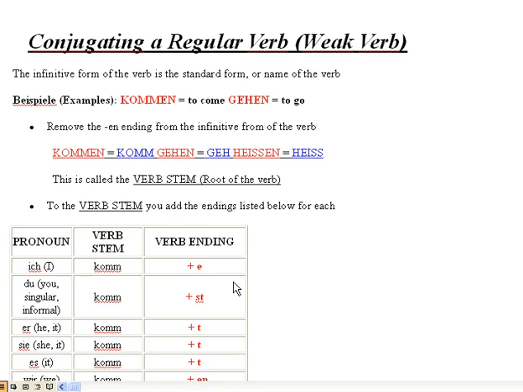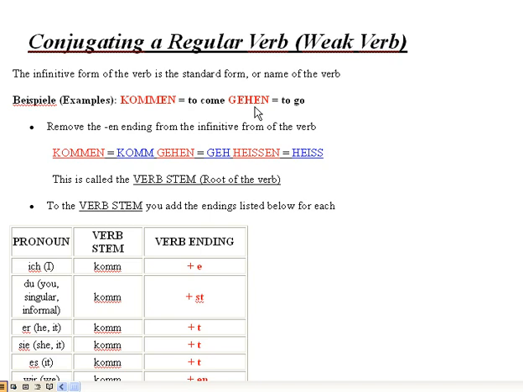We're going to spend a moment here talking about the conjugation of a regular verb in German, or as it's otherwise known, a weak verb. The infinitive form of the verb is the standard form or name of the verb. And when we say infinitives, that means, for example, for these two verbs, kommen and gehen.